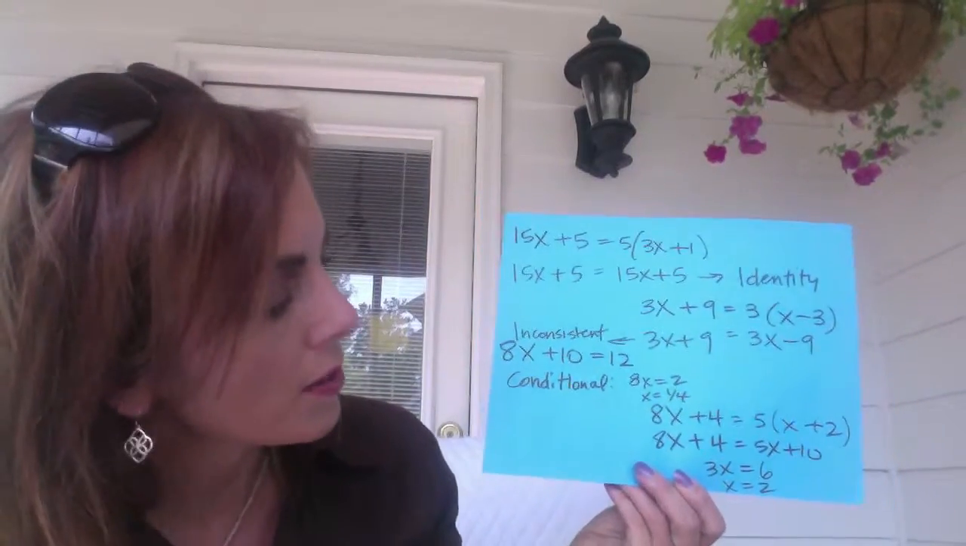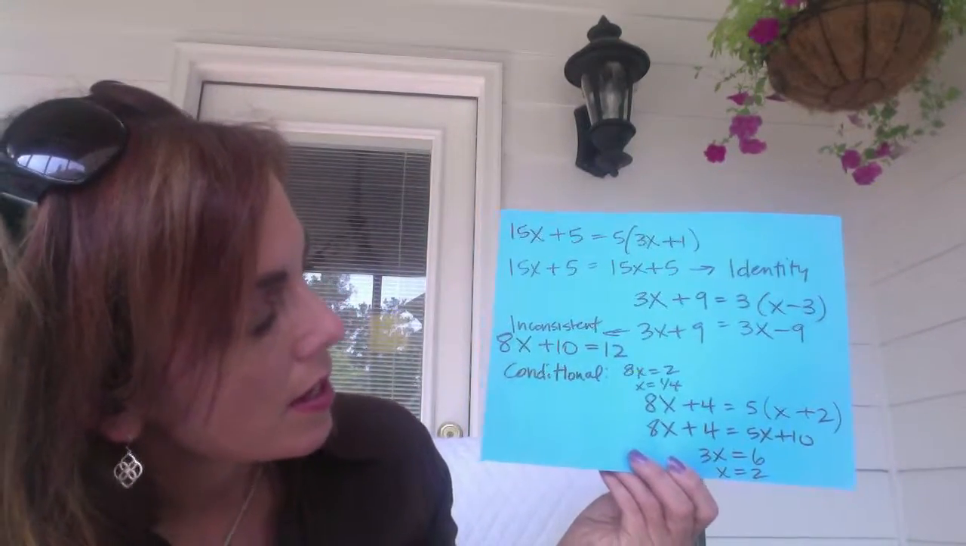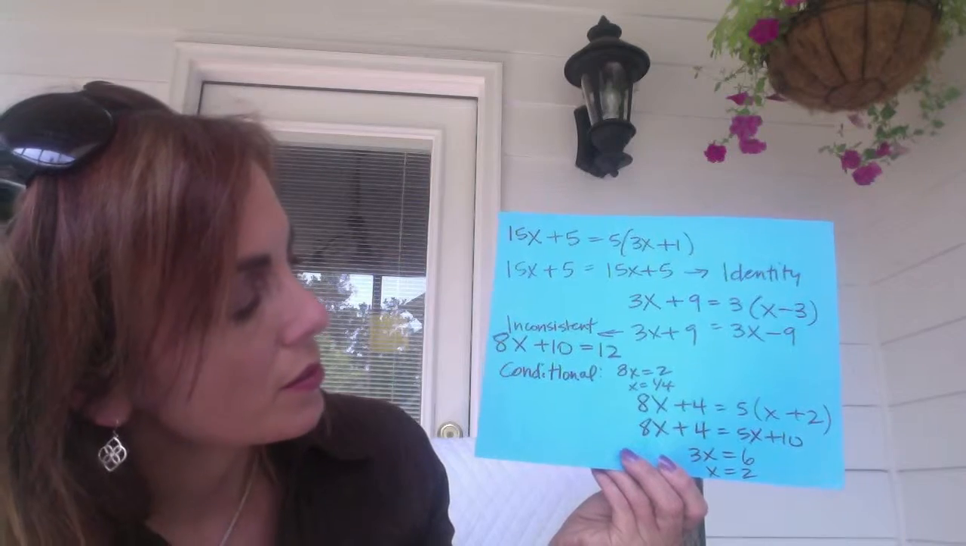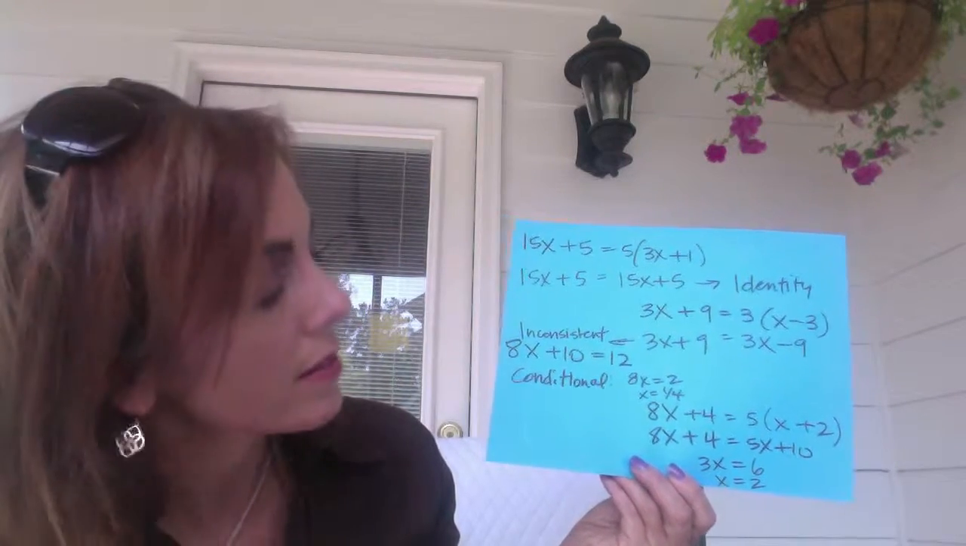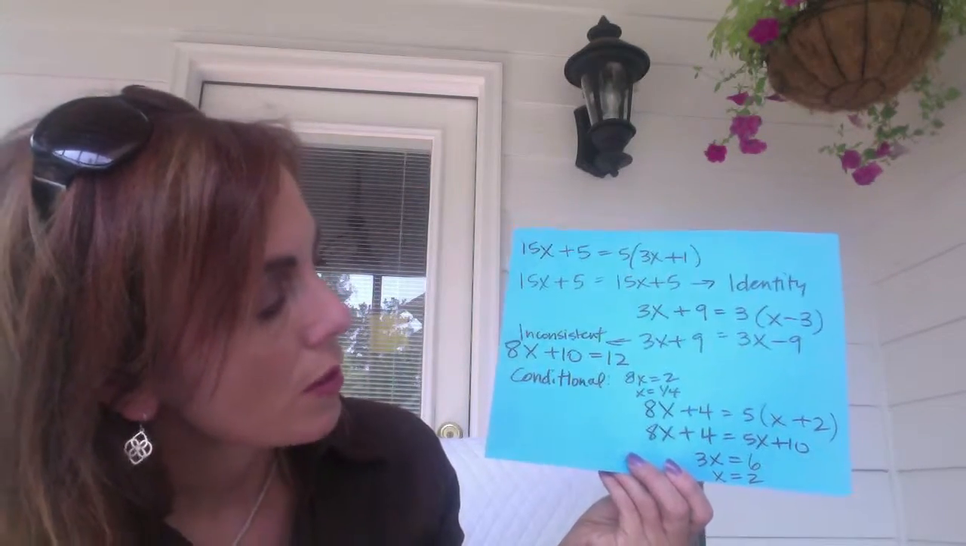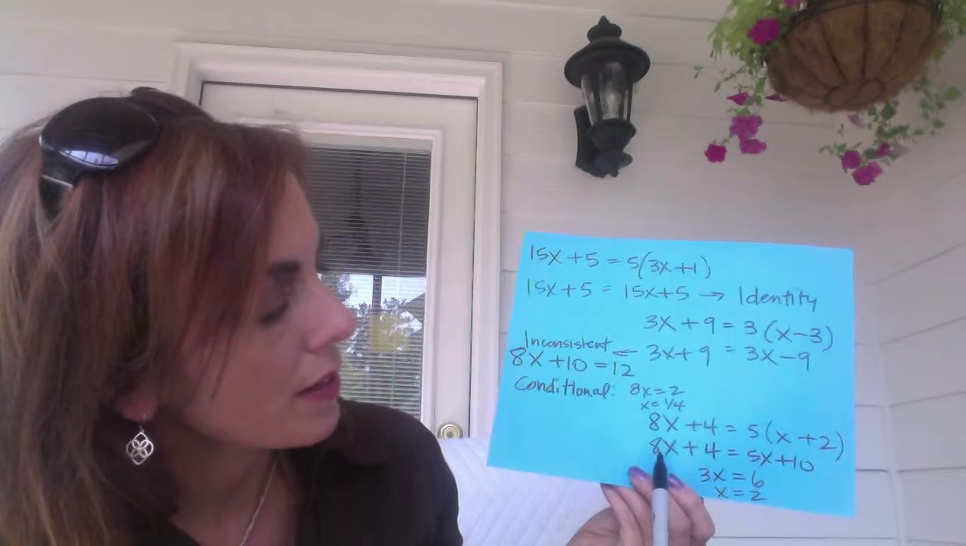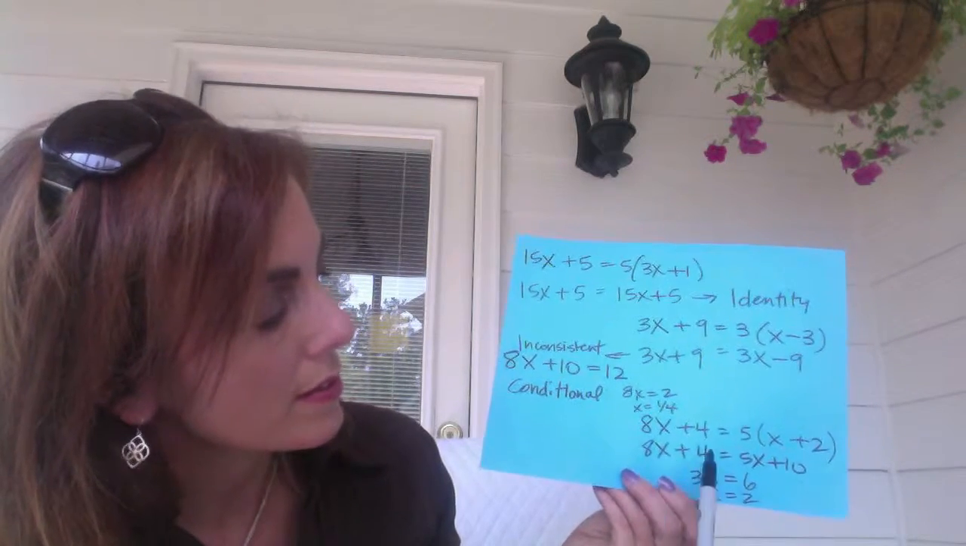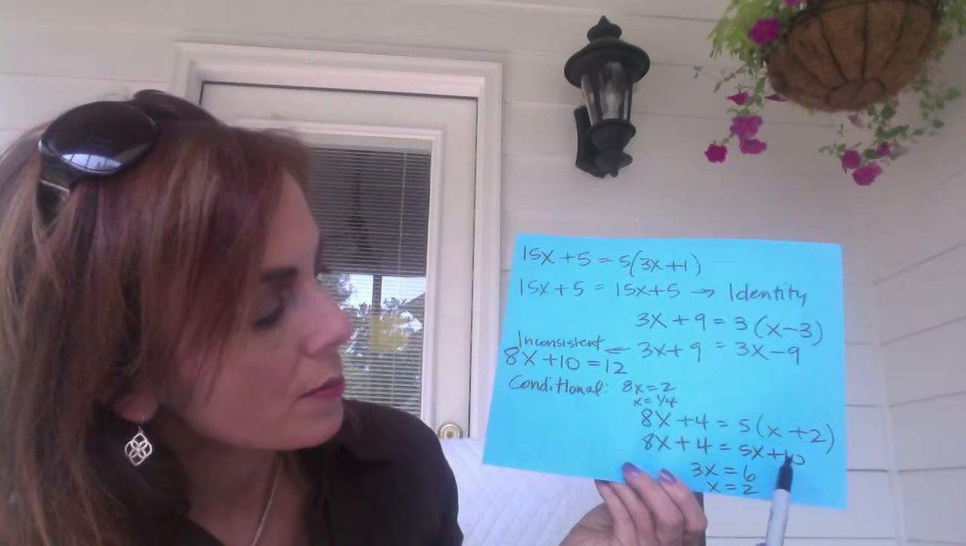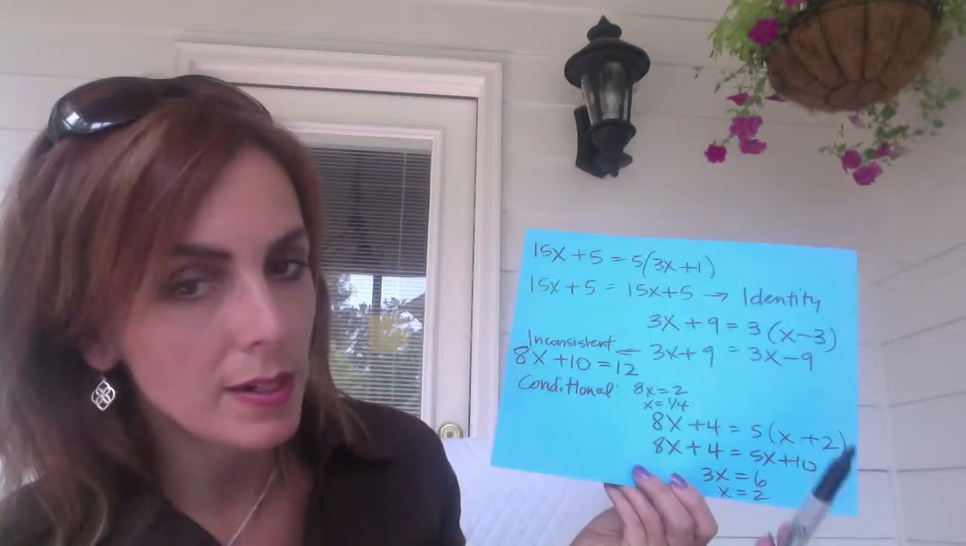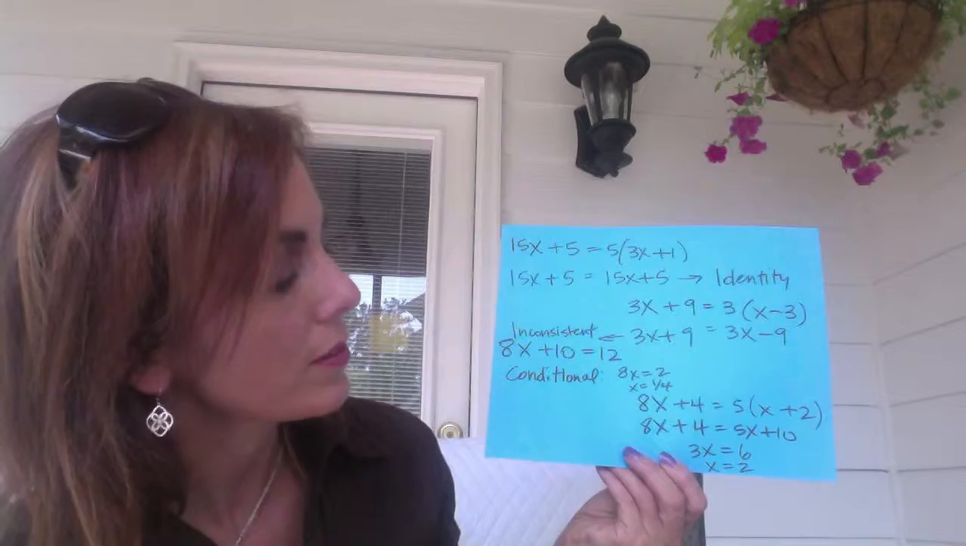Okay, so this is saying that this statement or this equation is true on the condition that x is equal to 2. So, of course, when we plug in that 2, I get 16 plus 4, or 20 on the left-hand side. 5 times 2 is 10 plus 10, 20 on the right-hand side, and that's the only thing that's going to work out for us.